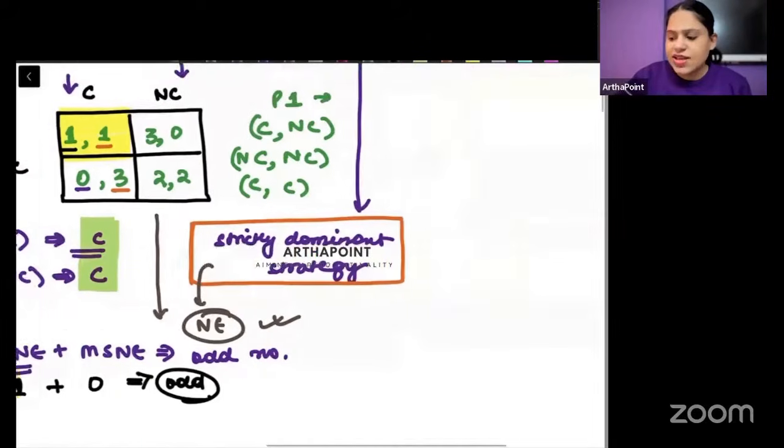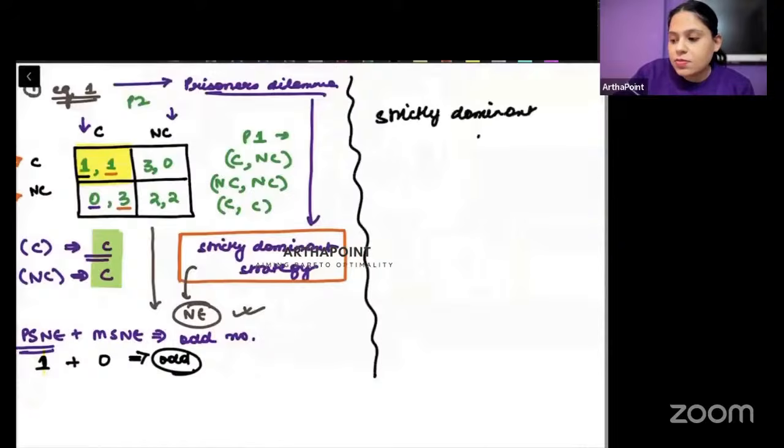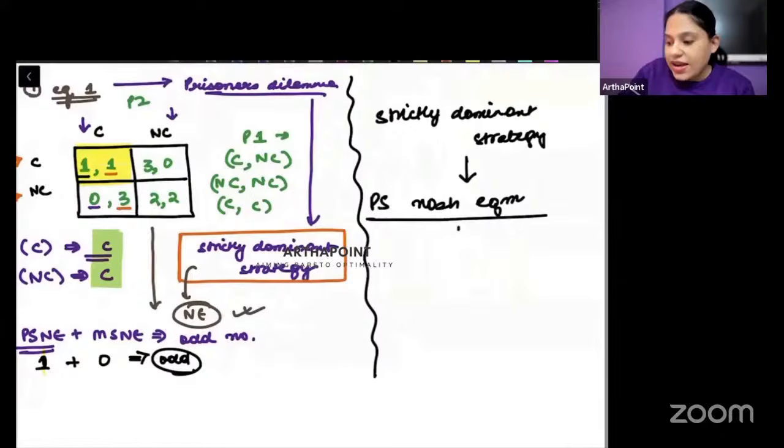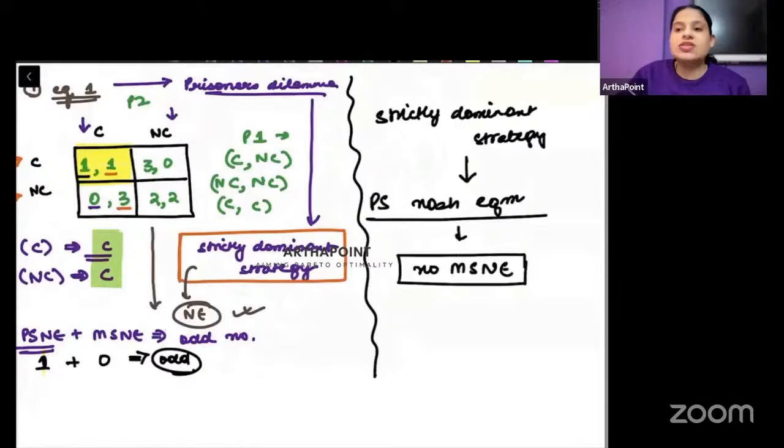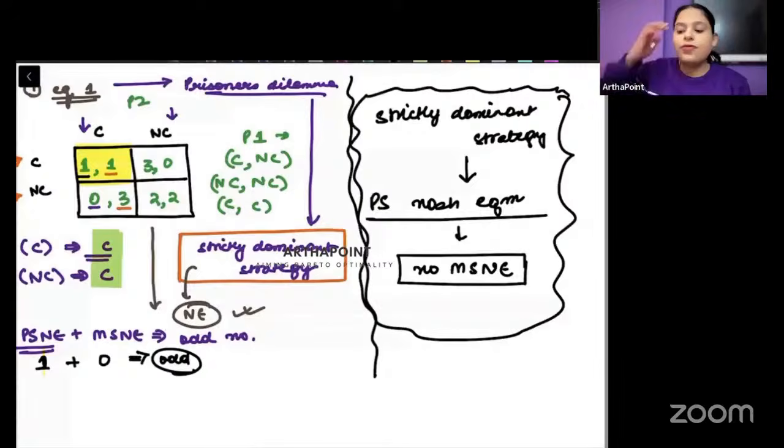So what are the conclusions I can draw from this game? The conclusion I can draw is that whenever I have a strictly dominant strategy, that becomes the Nash equilibrium. It is a pure strategy Nash equilibrium, and in that case, I have no mixed strategy Nash equilibrium. This much I can verify from the prisoner's dilemma that I have here.